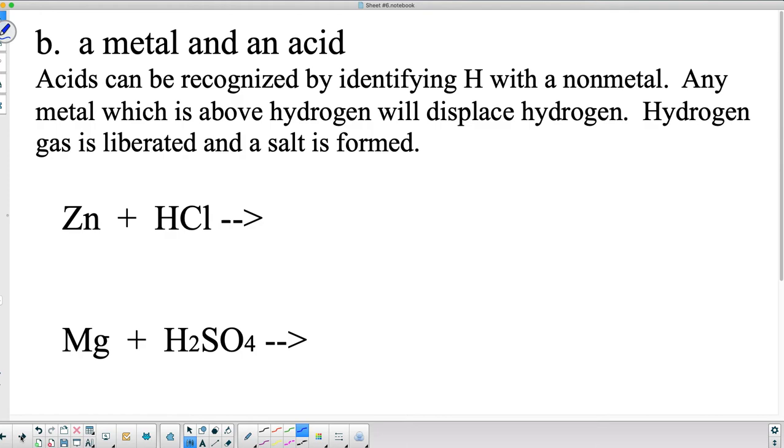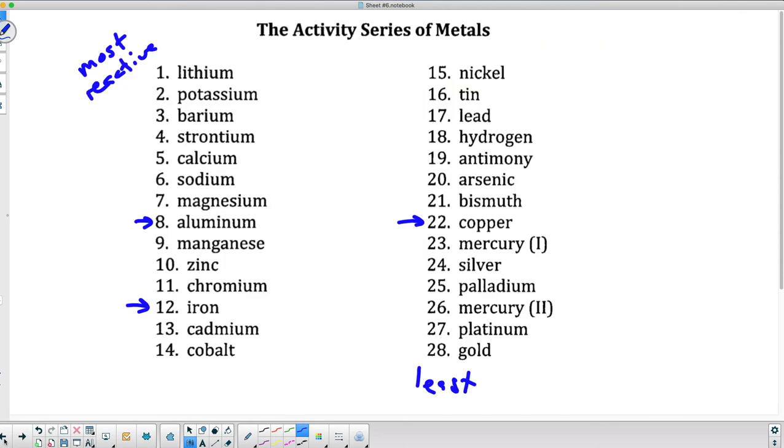The only difference about the metal and the acid is that it is exactly the same thing. This is still A plus BC yields AC plus B. The only difference is that this part right here is an acid, and the only difference that makes is that hydrogen, if you take a look on the activity series, back here is always number 18. So I'm going to get rid of these arrows and stuff, and you can see there's hydrogen.